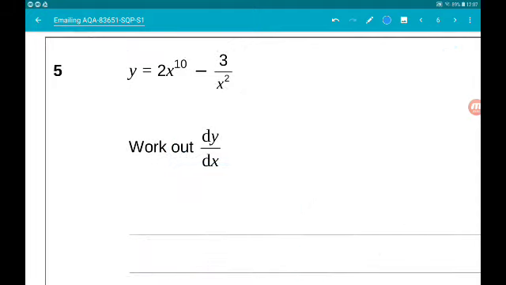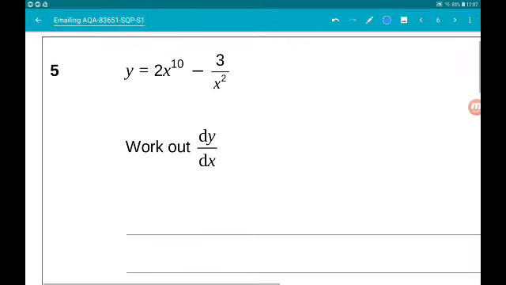Question 5, so we've got differentiation. Now I have plenty of stuff on this, so check out the description down below. y is 2x to the power 10 minus 3 over x squared. We want to find dy by dx, so that means the derivative of y.